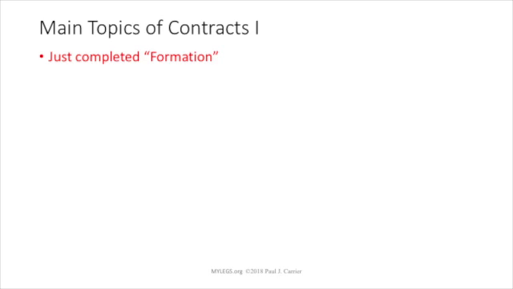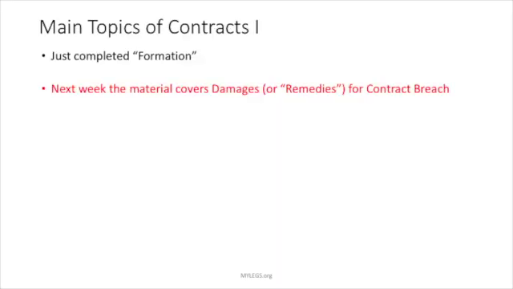Let's remind ourselves where we are. We have just finished with 7 weeks on formation. Formation had 4 primary elements, and within those elements there were sub-components. There were certain tests like an objective test, or a current intent, and all of that went into a package to determine whether or not a contract had been formed, because that is one of the things that's necessary to go further. Next week, and for the following 3 thereafter, we will be covering damages, also known as remedies.